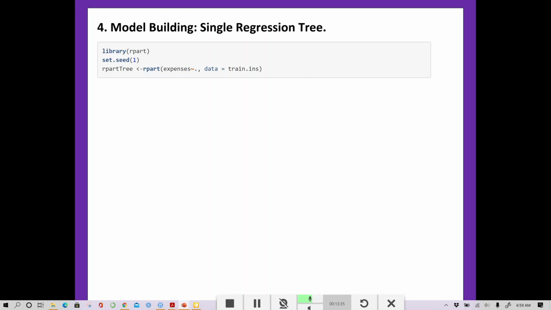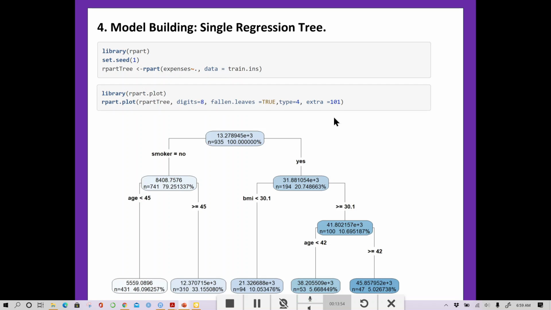We load the rpart library, and we use the formula method in order to specify that expenses is the target feature, and we would like to consider how expenses depends on all other columns in the training data set. So here is a visual, in which we can see that the predictor variable smoker appears to be the single most important variable in predicting the expenses, the medical expense of a particular patient.